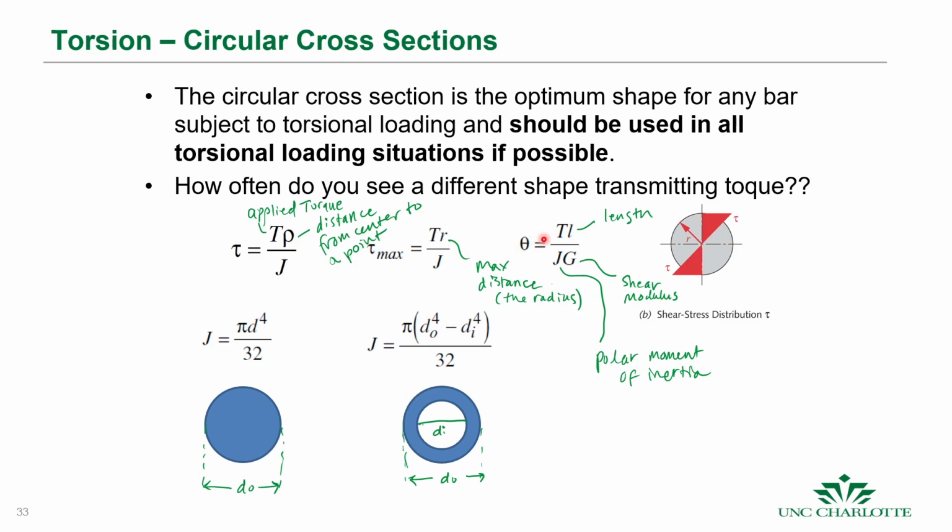The deflection angle here is the applied torsion times the length over J times G, where G is the shear modulus, which is related to the Young's modulus and the Poisson's ratio. This shows up everywhere, and the circular cross section is actually one of the best shapes for torsional loading. That's why you see it all over machines.